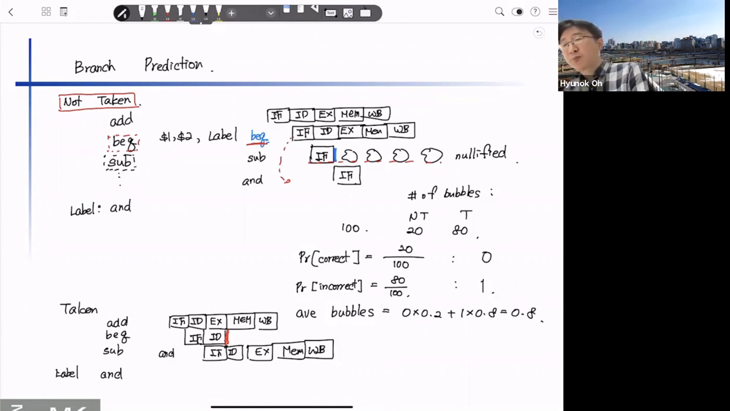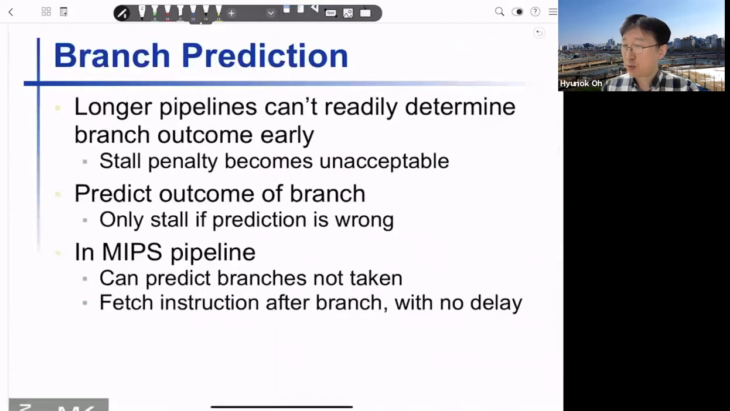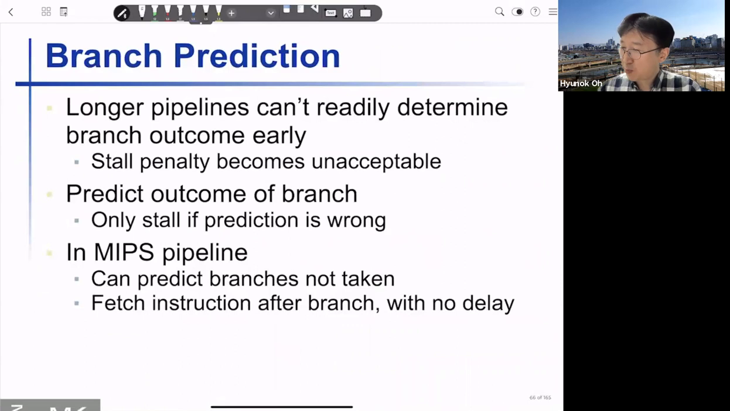So there are 2 branch predictions, not taken and taken. Okay. So then how do we apply this not taken and taken? That's the question, right? So whether we are predicting the branch is taken or is not taken, we have to decide it. So, branch prediction.